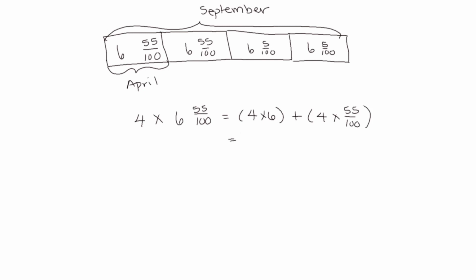So that would give us 4 times 6 is 24, plus 4 times 55 would be 220 hundredths. And that would decompose into 2 with 20 hundredths left. And if we add them together, that would be 26 and 20 hundredths.